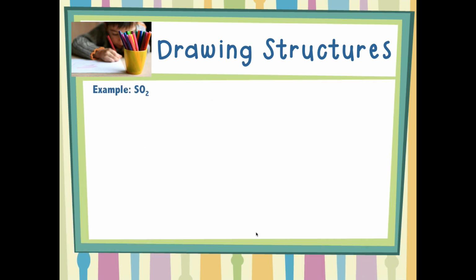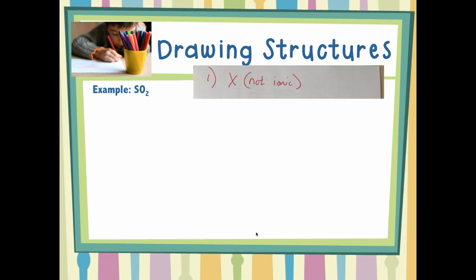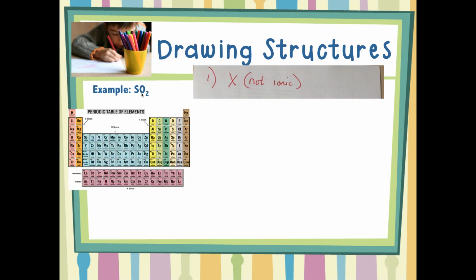How about sulfur dioxide? Once again, the first thing we check is to see if we're dealing with ions. We are not. Sulfur and oxygen are really close on the periodic table. Their two nuclei are too similar to really create an exchange of electrons. So that means the next step is we have to add up the valence electrons available. Well, look, sulfur and oxygen are actually in the same column.